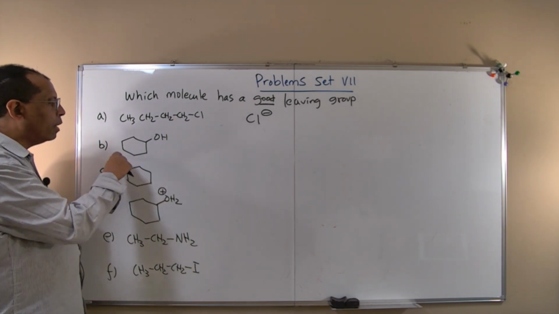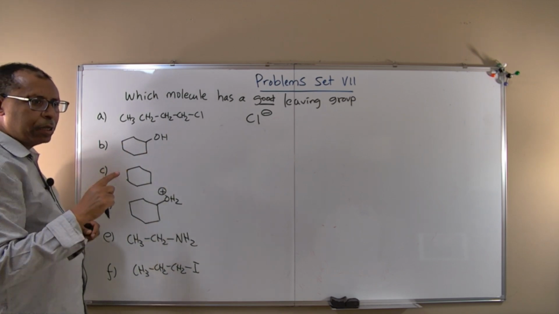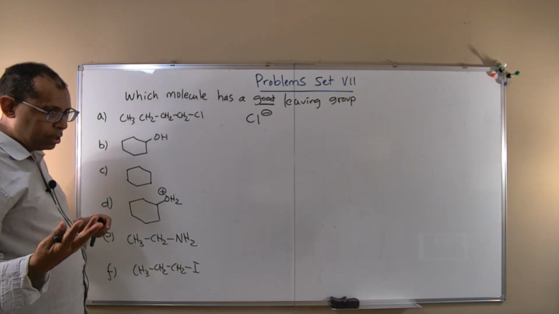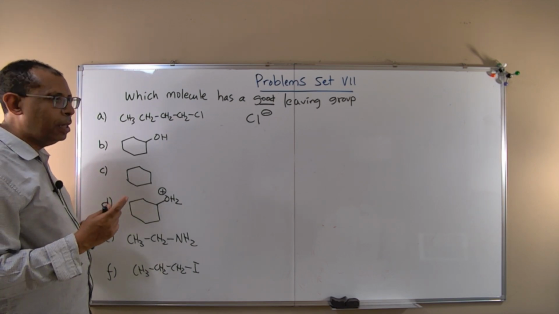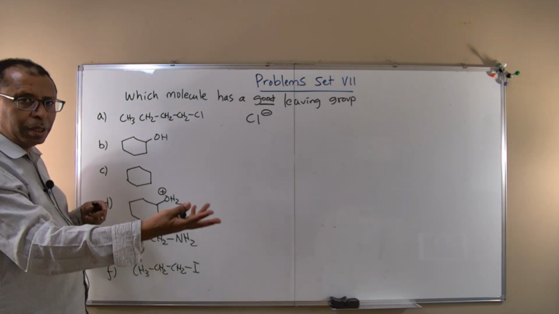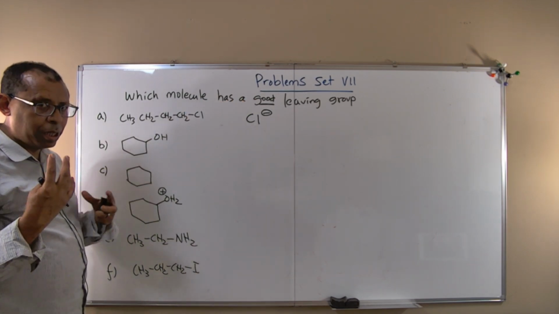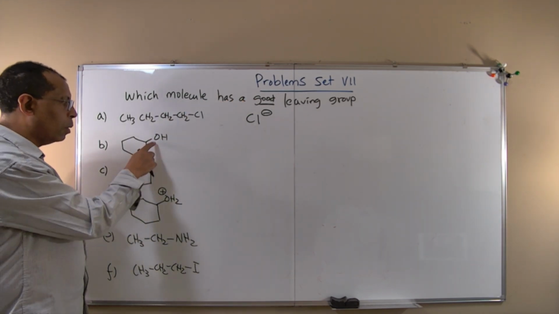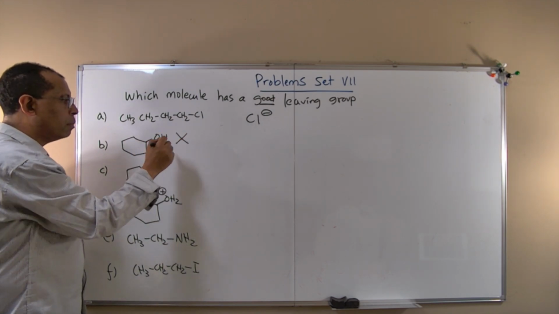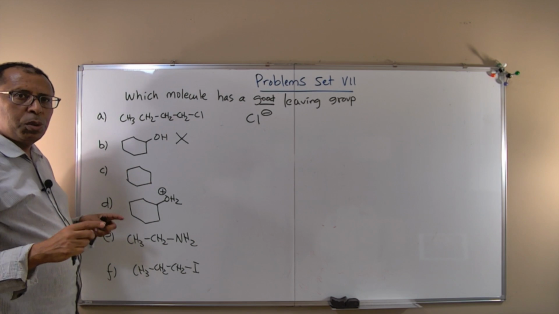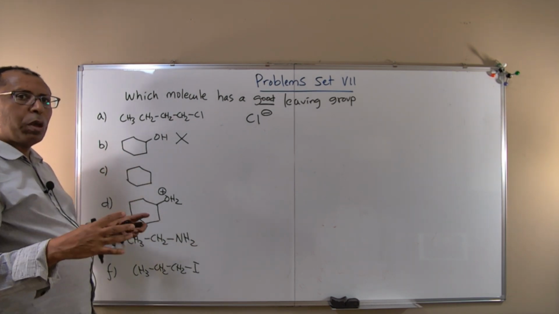Here you have a hydroxide ion. So this is a very strong base. You know, OH minus is a strong base, and we have already said it's a good nucleophile. A good nucleophile cannot be a good leaving group. That's how you should think in the future. So OH is not a good leaving group. So this molecule cannot do a substitution reaction without being changed into a good leaving group.